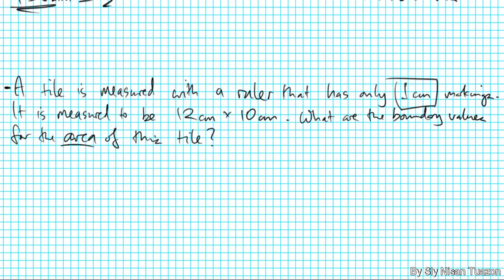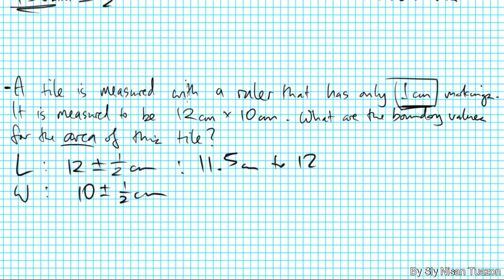Well, firstly, we need to find the upper and lower boundaries of each of these things. So length could be 12 plus or minus, what is the smallest graduation? A centimeter, so it could be 12 plus or minus a half centimeter. And the width could be 10 plus or minus a half centimeter too. So what could these be between? It could be 11.5 centimeters to 12.5 centimeters. And the width could be 9.5 centimeters to 10.5 centimeters.